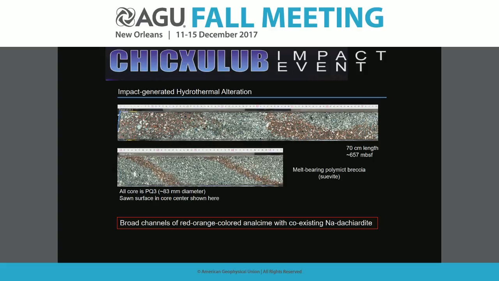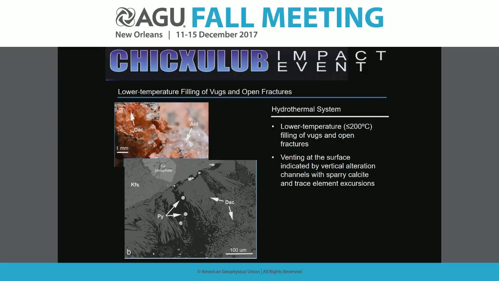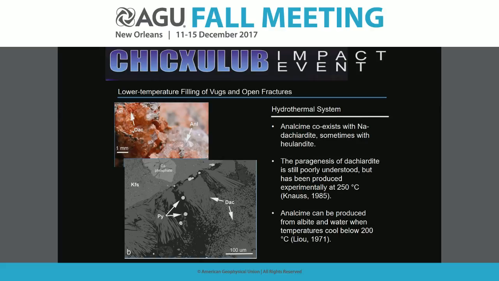So you can see that these large swaths, red colored swaths, these are broad channels of the red-orange colored analcime and coexisting with sodium dachiardite. This is close-up views. This is simply a camera view of that enhanced specimen, and this is a backscattered electron image. Here is the host rock. Here is an open fracture into which these minerals are growing. So here is again the sodium dachiardite, and there's also some pyrite framboids there. These are all lower temperature assemblages on the order of 200 degrees and possibly less.